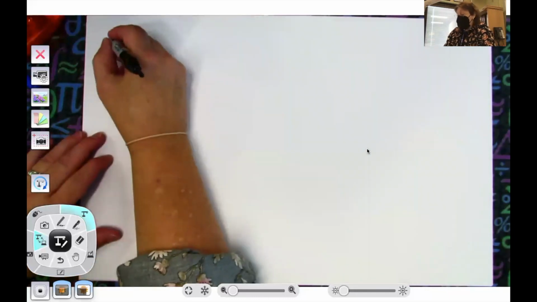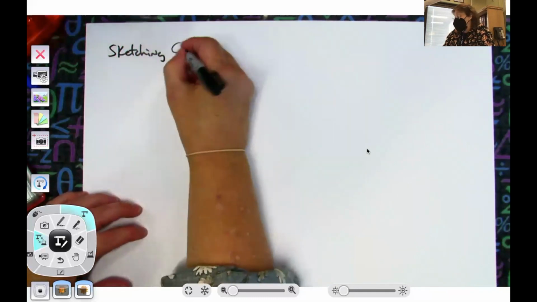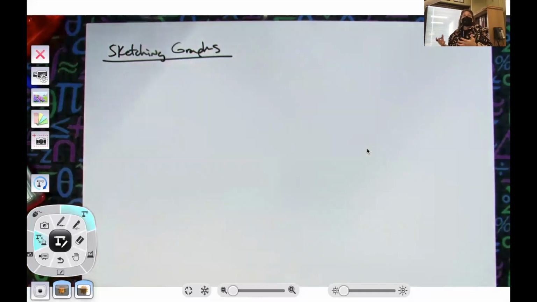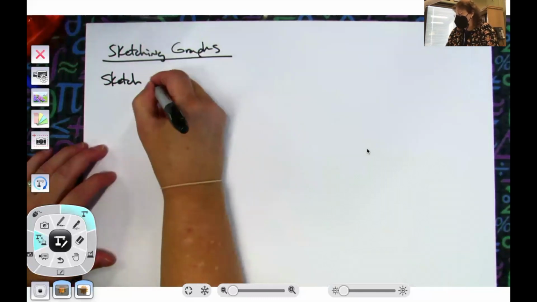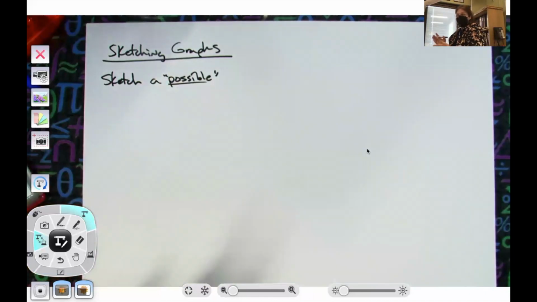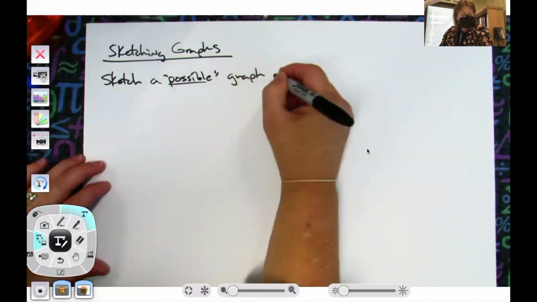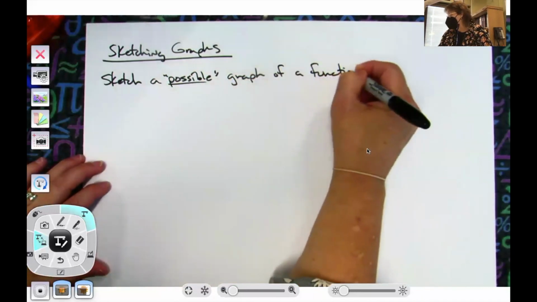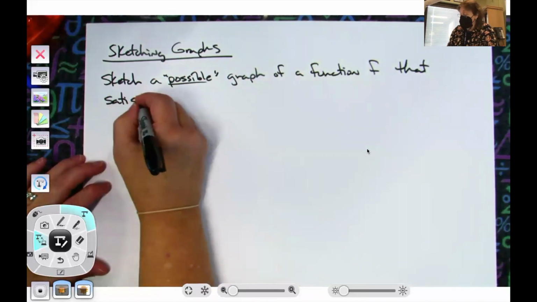This year we're going to do this. I want you to play around with this. I want to give you true things about a function, and then I want you to sketch what it looks like from a graphical standpoint. It's going to say sketch a possible graph, because depending on how you draw your graph, people could have it right based on the information I give you and it still not match somebody else's. So you're going to sketch a possible graph of a function f that satisfies the given values.